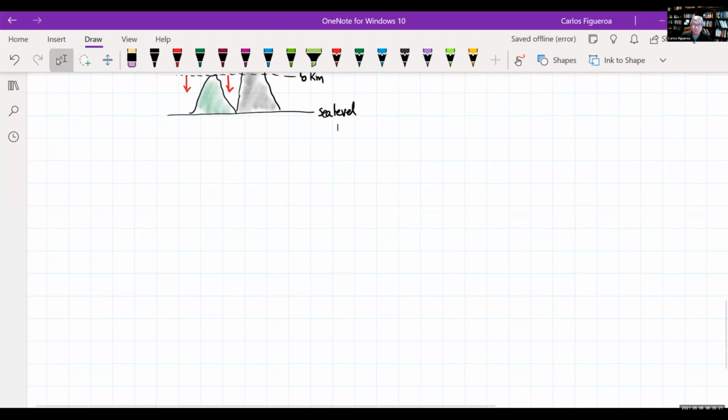Let's start talking about what is pressure and what is atmospheric pressure. Pressure and atmospheric pressure.